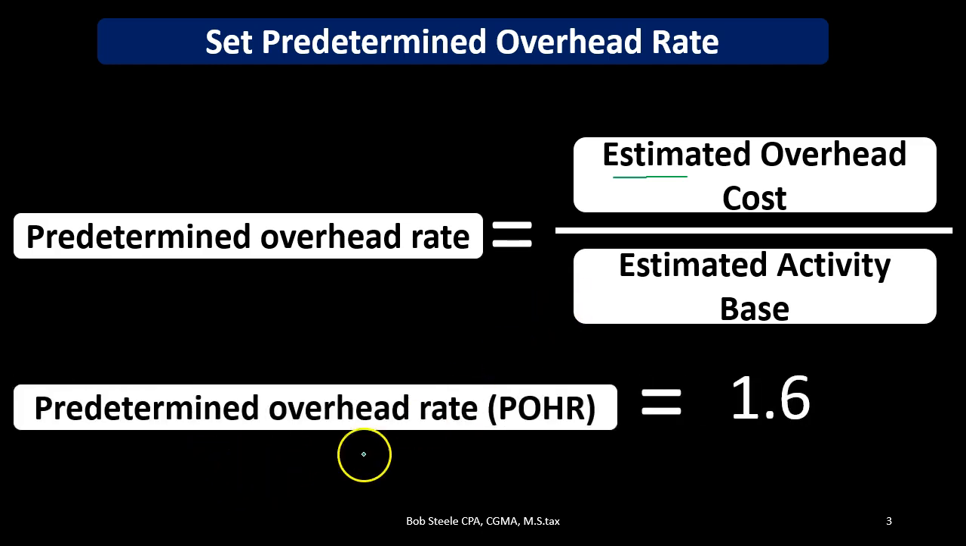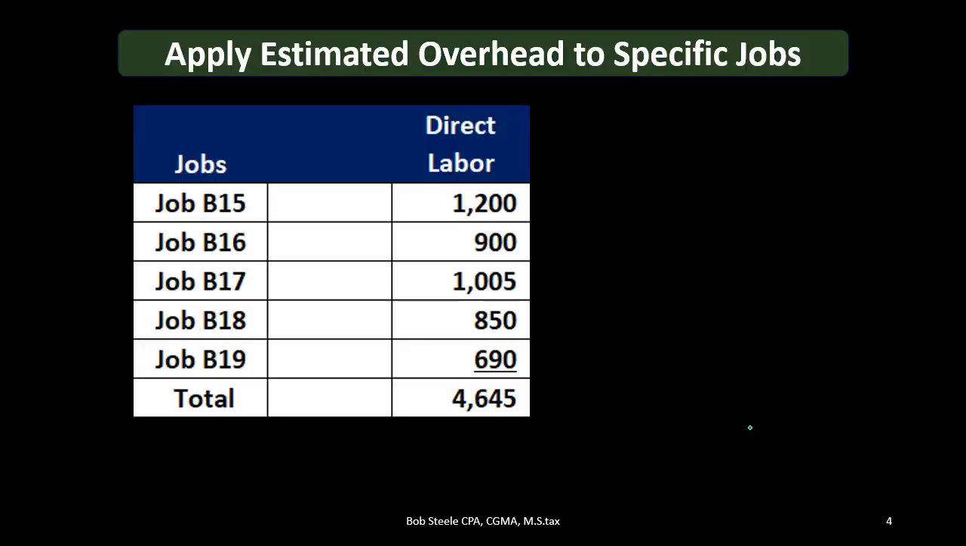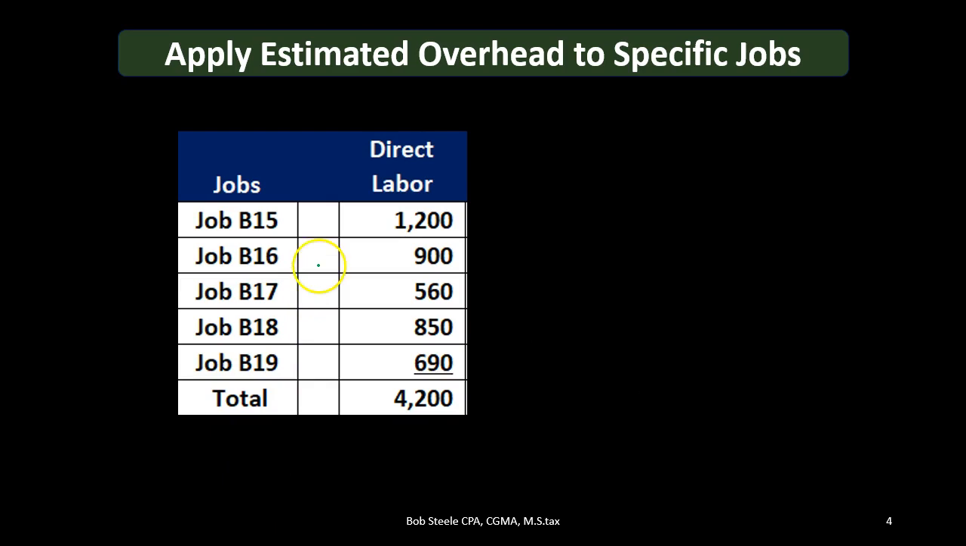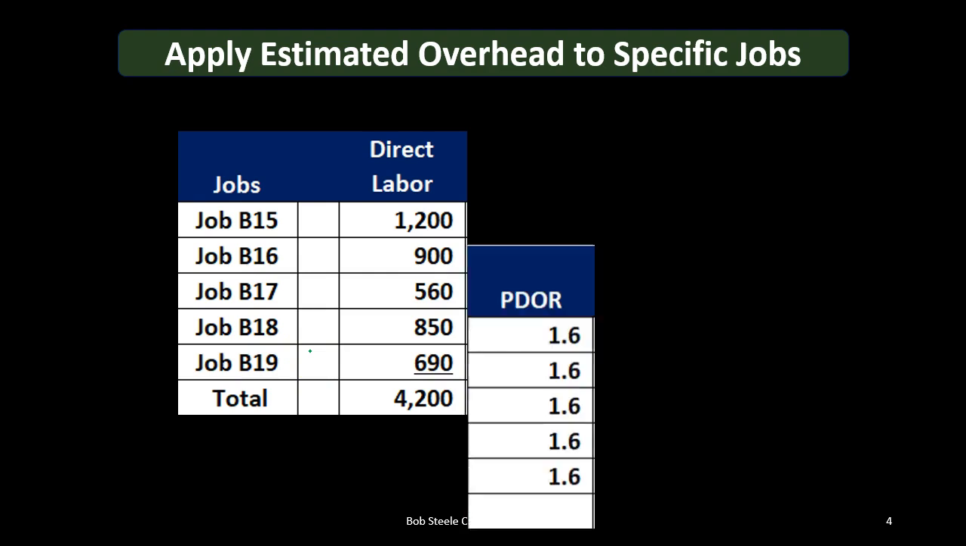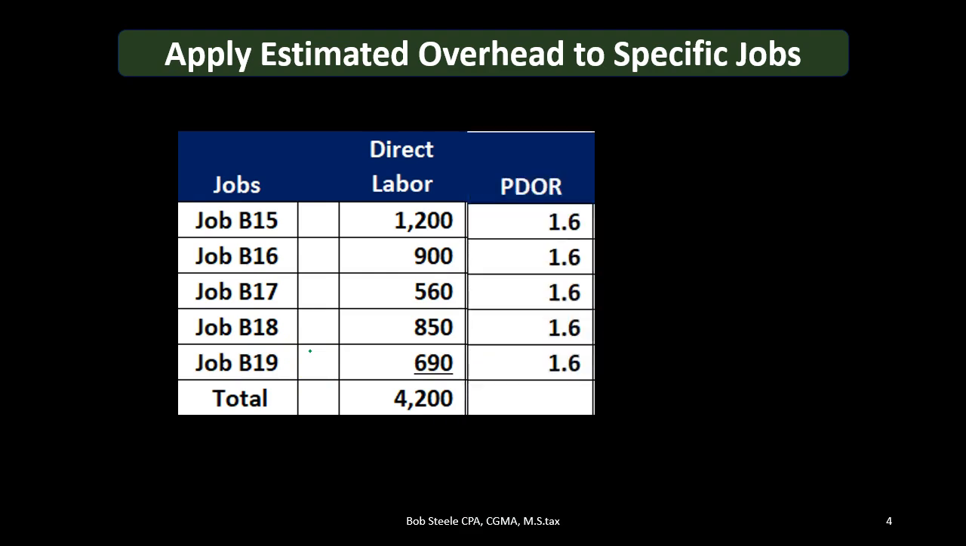We're going to say that our predetermined overhead rate is going to be 1.6. So let's see what that means here. Now we're going to take the direct labor that we had calculated by job. This is the direct labor that we have applied directly to each of these jobs, and we're going to use that to apply out the overhead using the predetermined overhead rate we determined to be 1.6.